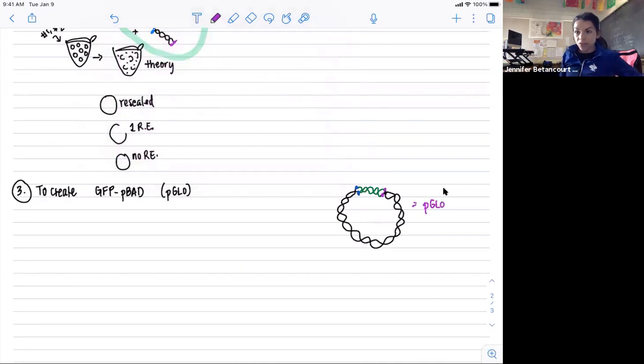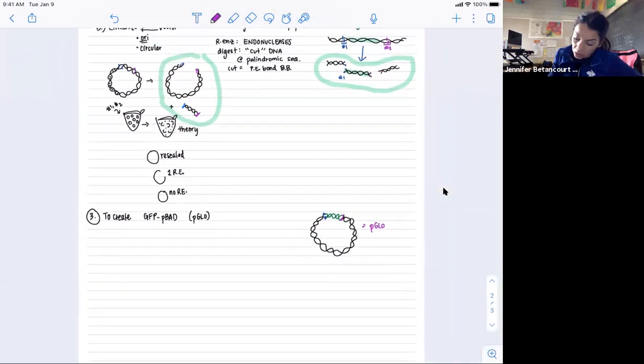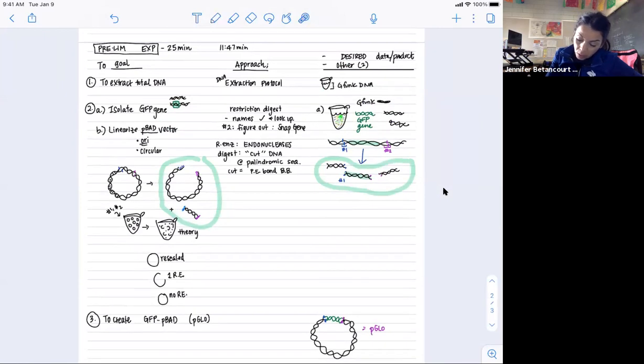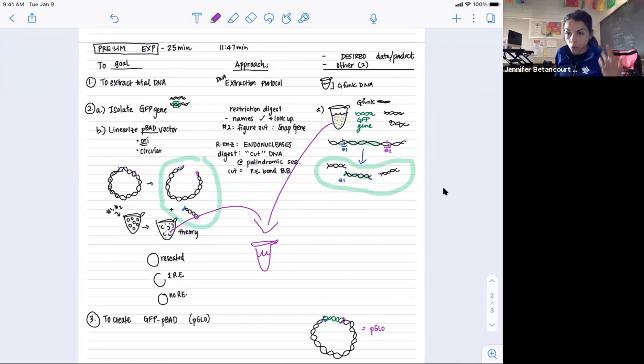But if you think about it, any combination can work, because you're just taking your pipette and taking a little sample of this and a little sample of this, and combining it into one microcentrifuge tube. So there's no way for you to get just the linearized p-bad, and no way to get just the isolated GFP. You have all of the contents and you're just hoping that the correct combination occurs, which is why we call it recombinant DNA.